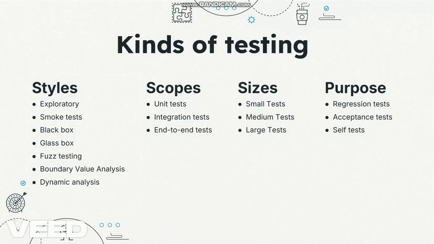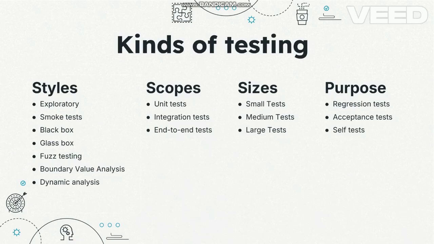In this lecture, we will first explore the different types of testing in software engineering, each designed to ensure our software is reliable, functional, and ready for real-world use. In software engineering, we categorize testing based on different criteria, including style, scope, size, and purpose. Each category plays a crucial role in identifying potential issues early and ensuring our system works as expected.